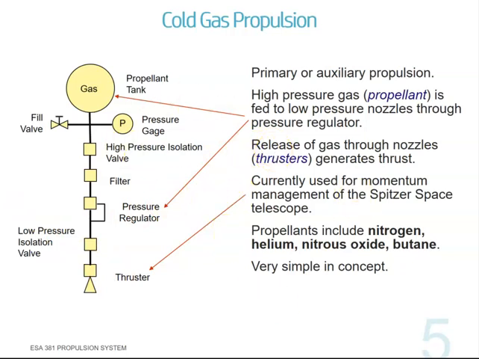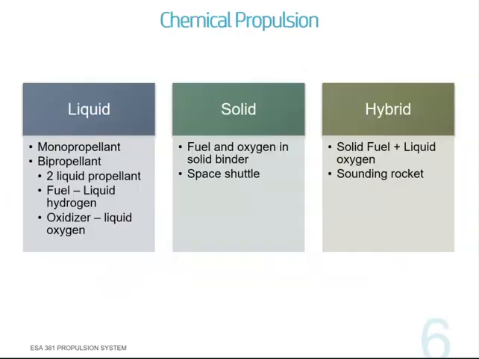Okay, then we have the chemical propulsion system. We have liquid, solid, and hybrid. For the liquid, we have two types: monopropellant and bipropellant. Monopropellant meaning that we have only one propellant used. Bipropellant is a mix of two liquid propellants. We call them fuel and oxidizer. Normally for fuel we use liquid hydrogen, and for oxidizer we use liquid oxygen.